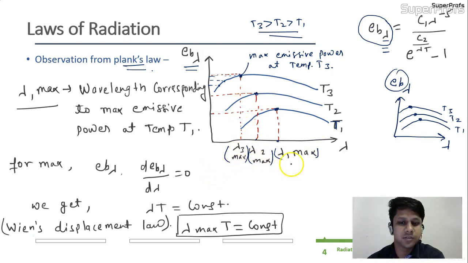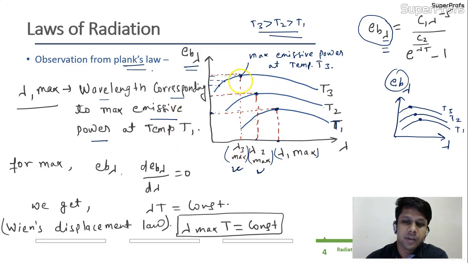So what is the significance of this lambda? It is the wavelength corresponding to the maximum emissive power. So see, this wavelength lambda 1 is corresponding to what? It is corresponding to the maximum emissive power at temperature T1. So for lambda 2 max, what can we write? It is the wavelength corresponding to maximum emissive power at a temperature T2. Similarly, lambda 3 max will be the wavelength corresponding to maximum emissive power at temperature T3.